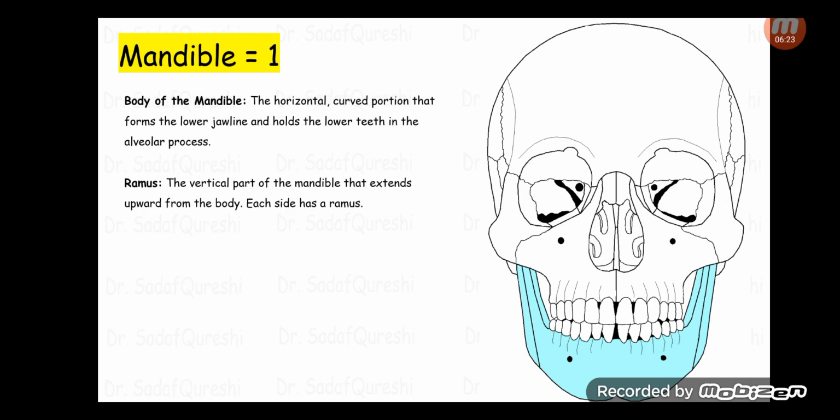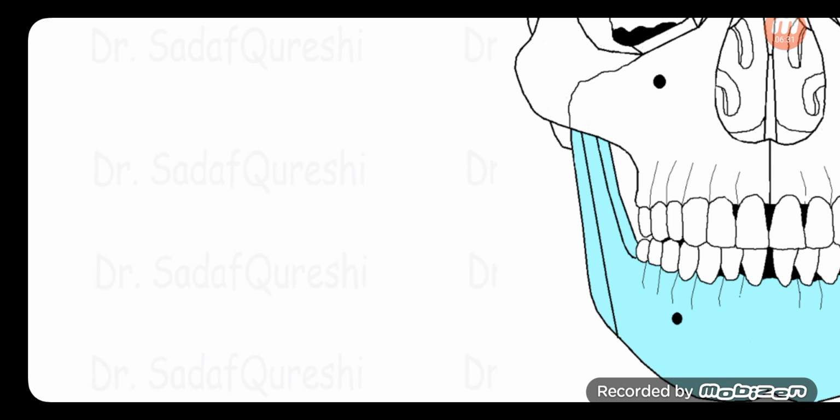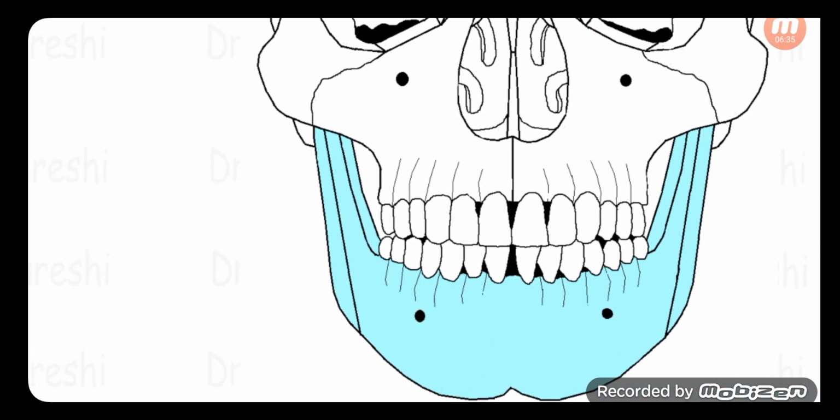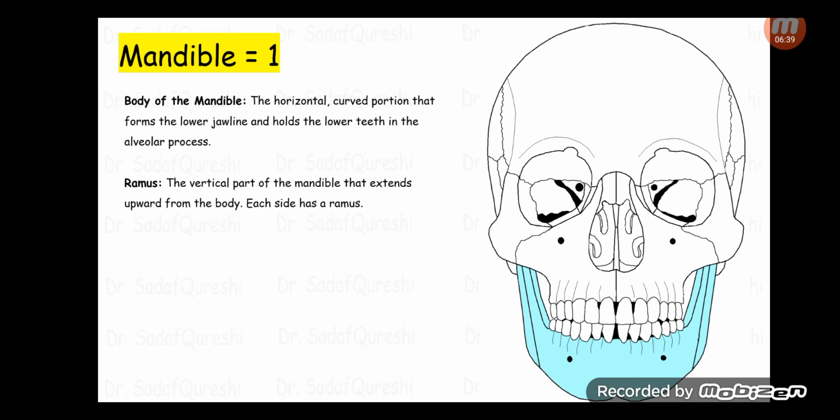Then it also has ramus, that the vertical parts of mandible that extend upward from the body. Each side has a ramus, and you can see here this is the vertical part that extends from the body of the mandible is ramus, and the other side of the body of mandible also has a vertical part that is also a ramus. So we have two ramus in the mandible that arises on each side of the mandible.